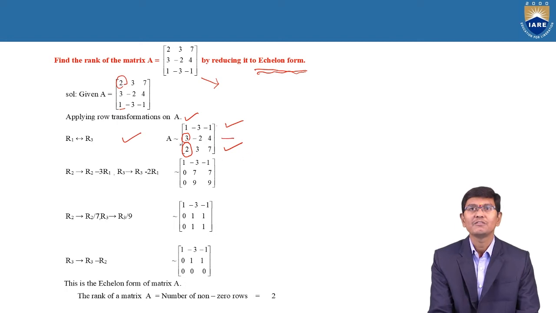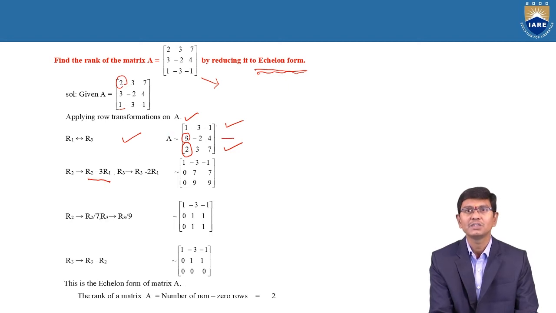Therefore, when we apply R2 minus 3 R1, then only the 3 is changed to 0. And similarly, when we apply R3 minus 2 R1, then only that is changed to 0. These are the two operations using elementary row operations: R2 equals R2 minus 3 R1 and R3 equals R3 minus 2 R1.